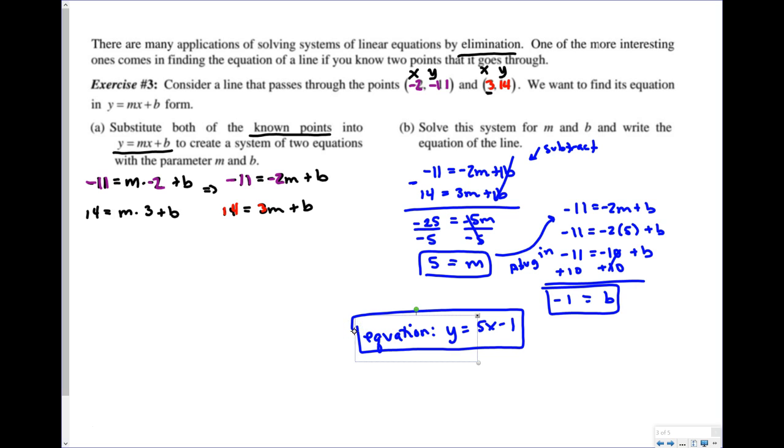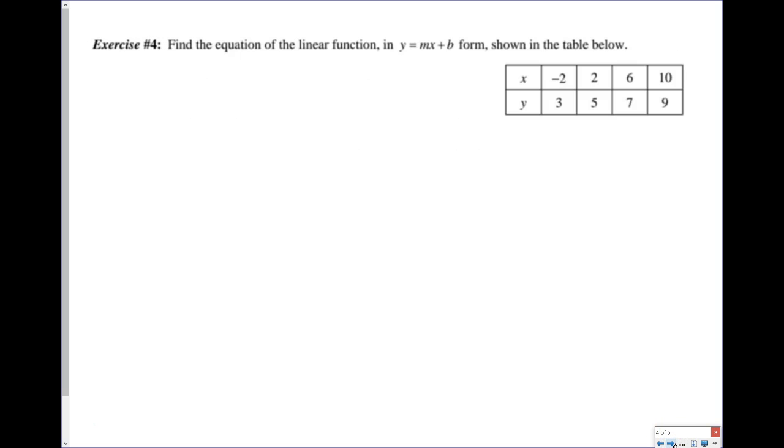So it's just another alternative to doing the whole finding the slope, plugging the slope in, finding the b. You can do it that way, but this is an alternative method of solving that particular problem. Okay? Alright, exercise 4.